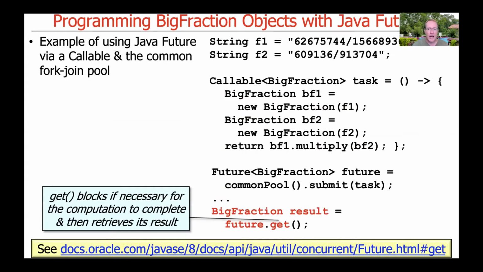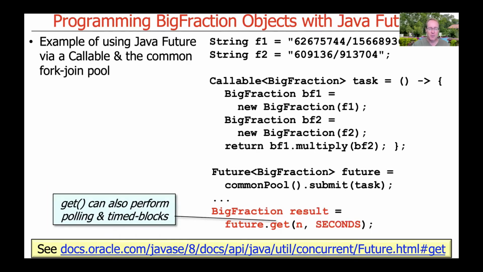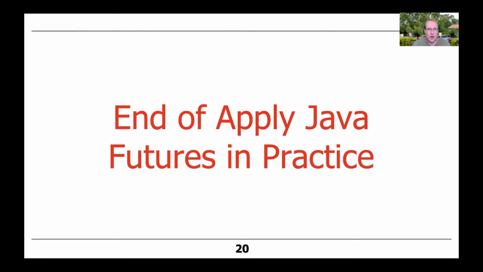At some point, we're going to go ahead and get the result. So at some point, we're like, I can't wait any longer. I need to get this result. And in that case, we will either call the get method, which will block until the computation is done if it's not already done. If it's already done, you get it right back. If it's not already done, it blocks until we get it back. Or we could do a polling or timed block where we could say, wait for up to this amount of time. So that's a quick overview showing how to program with classic Java futures.